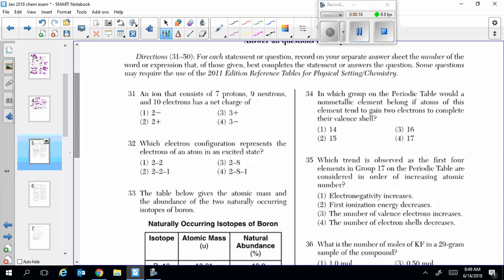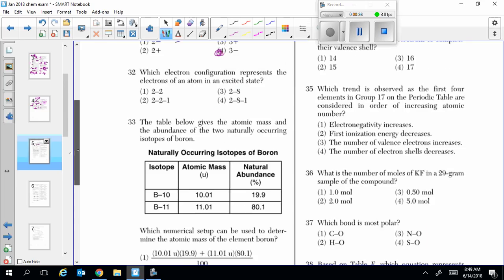An ion that consists of 7 protons, 9 neutrons, and 10 electrons has a charge of... So it's got 7 pluses. The neutrons are neutral, so I can just cross that off. 10 electrons are 10 negatives. So I have 3 more negatives than positives, so that would give me a -3 charge.